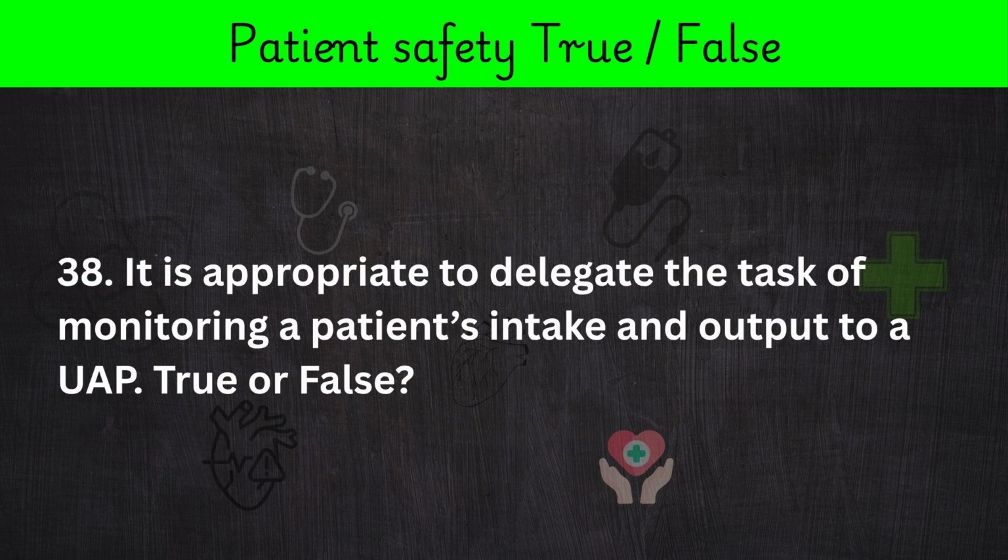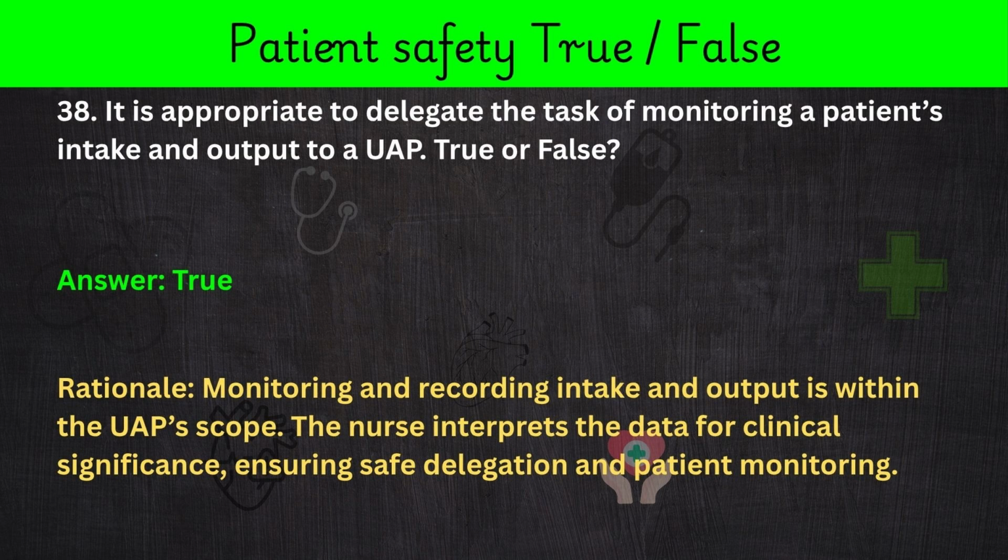38. It is appropriate to delegate the task of monitoring a patient's intake and output to a UAP. True or false? Answer: true. Rationale: Monitoring and recording intake and output is within the UAP scope. The nurse interprets the data for clinical significance, ensuring safe delegation and patient monitoring.